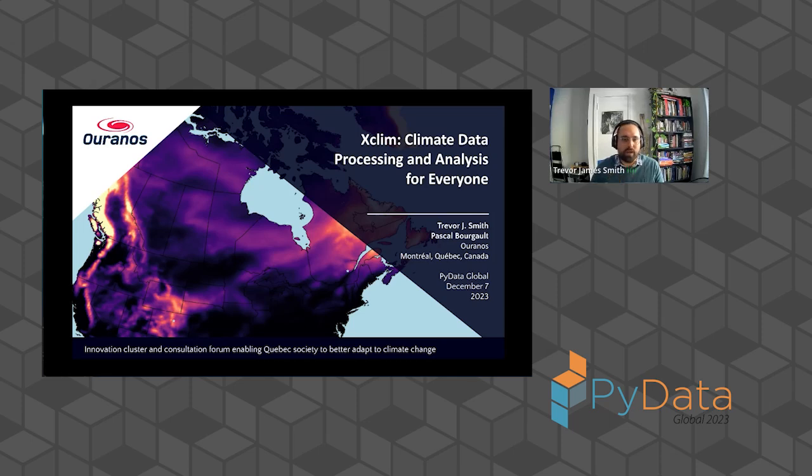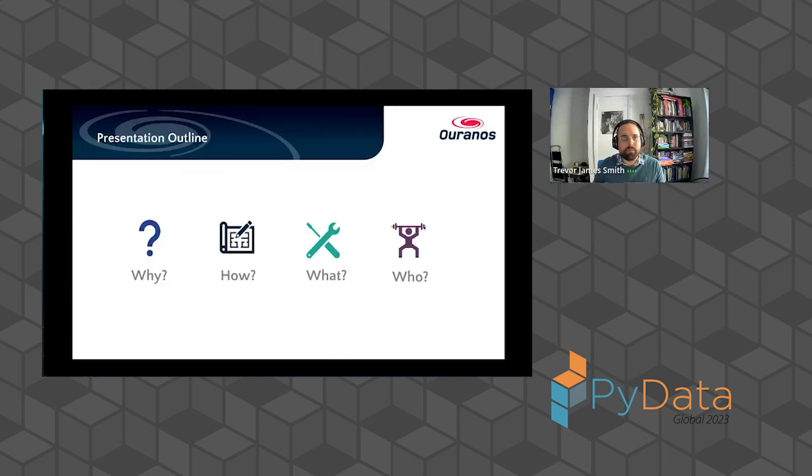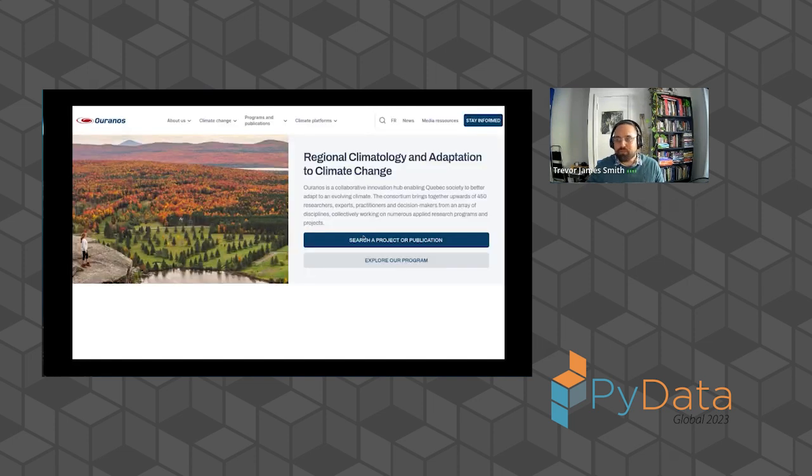My name's Trevor, and I'm going to be talking a little bit about a climate services tool that we've been working on for about 5 years now. So I'll begin by talking about why we built the library, how we built it to be useful for multiple types of activities, go over a bit of the internals, as well as a live demonstration, and I'll end with the credits. So before anything, what is Ouranos?